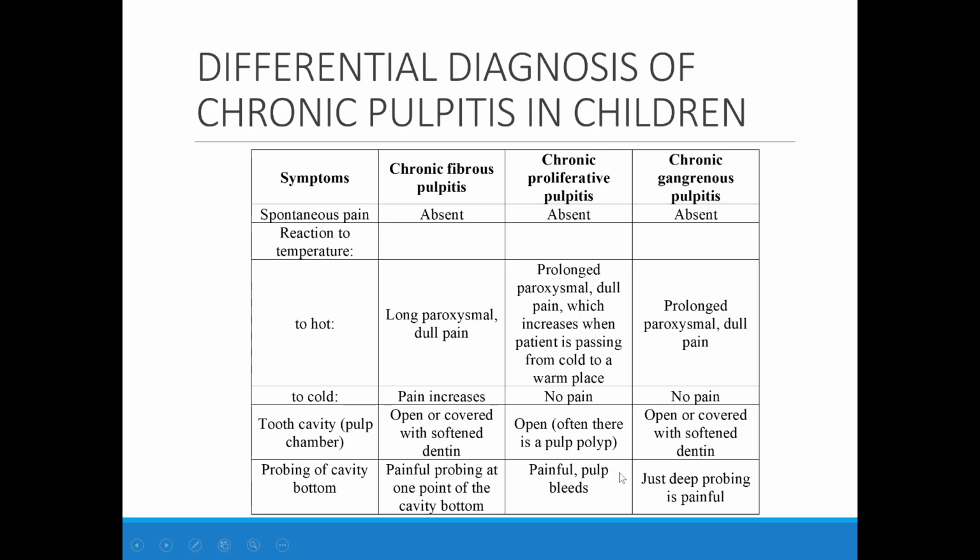When we perform probing of pulp in hypertrophic pulpitis, it's painful and the pulp bleeds. It's very important for differential diagnosis with periodontitis. And for chronic fibrous pulpitis, there is painful probing at one point on the cavity bottom. Please remember, this is again a differential feature. When we have deep caries or pulp hyperemia, the probing is painful on the whole bottom of the cavity. When we have chronic fibrous pulpitis, it's painful just in one point of the bottom.